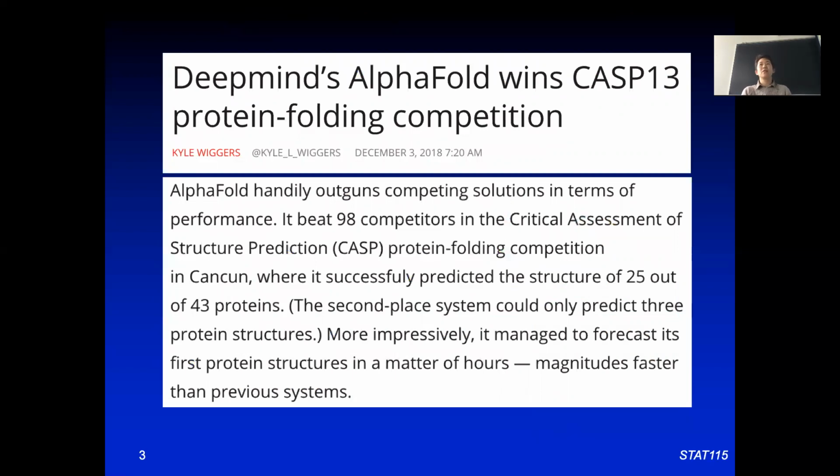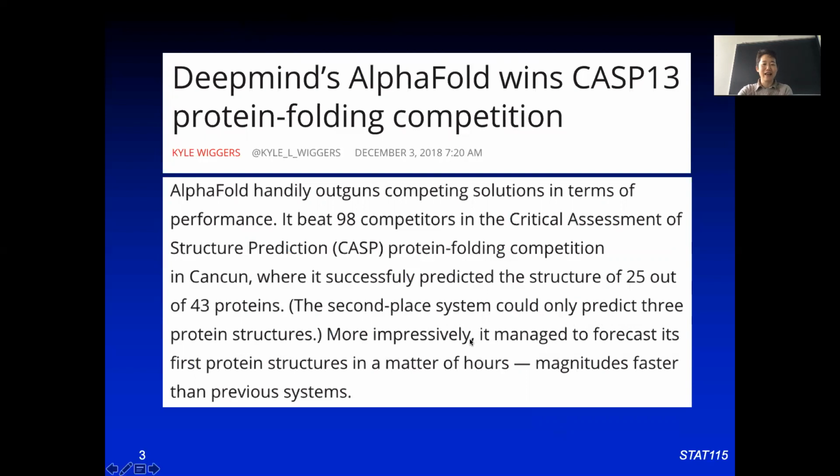For many years, protein structure prediction was mostly dominated by biophysics. People who really know protein structure did better in those CASP competitions. But you can see here, with AlphaFold, they use a deep learning approach. They look at the PDB, all the previously solved protein structures, and they beat 98 competitors in this CASP competition. Out of 43 proteins, they correctly predicted the number one prediction for 25 out of the 43, and the second best player only predicted 3 protein structures.